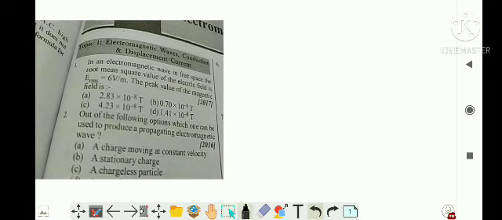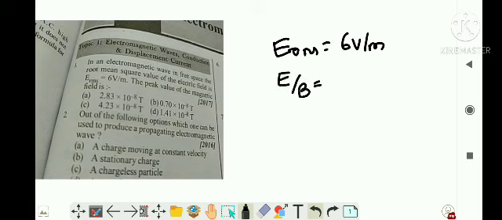In an electromagnetic wave in free space, the root mean square value of the electric field is E_RMS equal to 6 volt per meter. The peak value of the magnetic field, that is B naught, is asked. So E_RMS has been given as 6 volt per meter. Now you know E by B is equal to C, as in velocity selector. Why did I take C? It has been mentioned that it is free space, so I take the velocity of light in free space. So E_RMS by B_RMS, I can write as C, right?